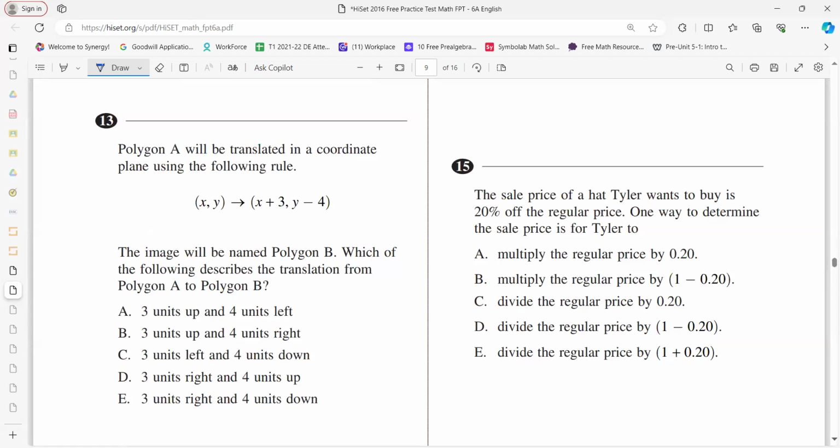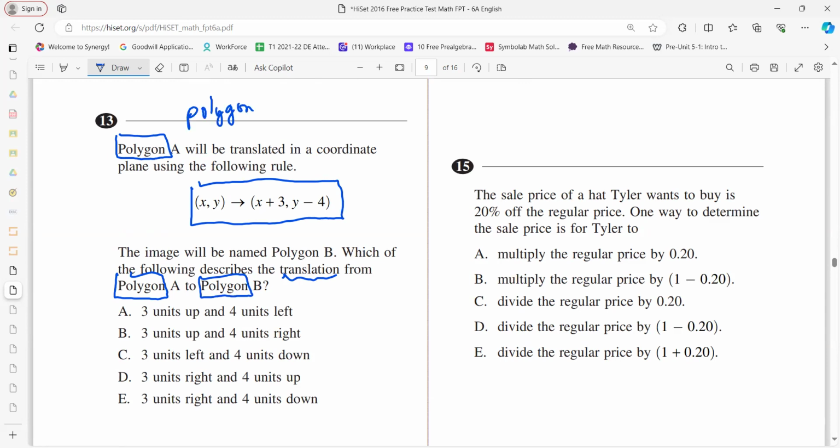Polygon A will be translated in a coordinate plane using the following rule. Call this a rule. The image will be named polygon B. Which of the following describes the translation from polygon A to polygon B? So what is a polygon? Definition time here. It's a polygon.